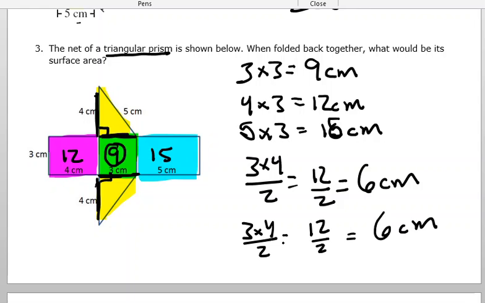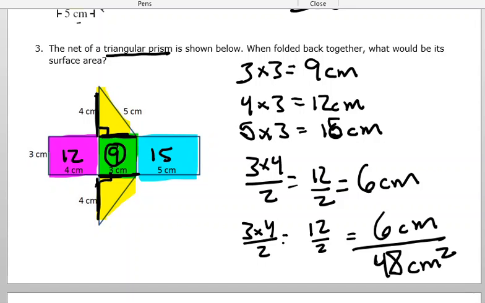All right, so when I add up these 1, 2, 3, 4, 5 faces, I get 9 plus 12, that's going to be 21, plus 15 is going to be 36, plus 6 is 42, plus 6 more is 48. So my surface area here is 48 centimeters squared.